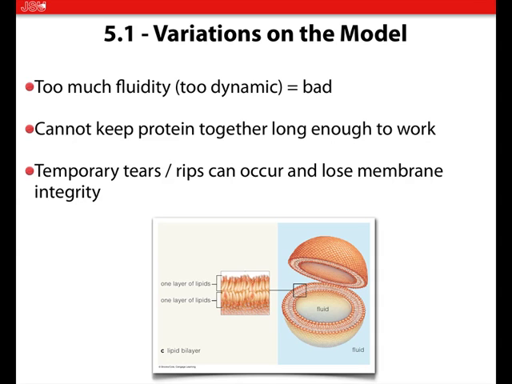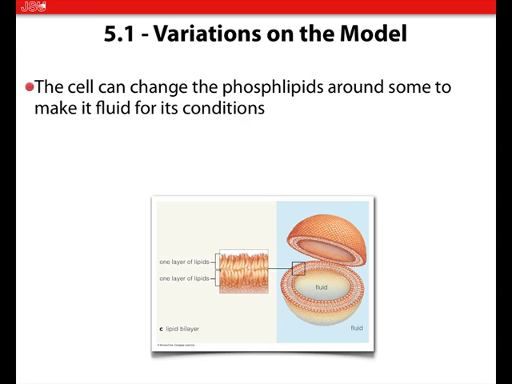Think about that picture we had moving before. Think about that just going up really high, and what would happen? Rips and tears start forming in the membrane. So the point here is that there is a certain level of fluidity the membrane must maintain. Above it, no good. Below that, no good.